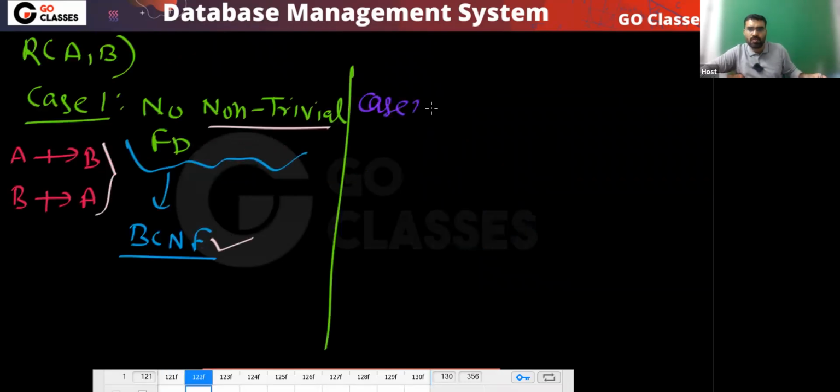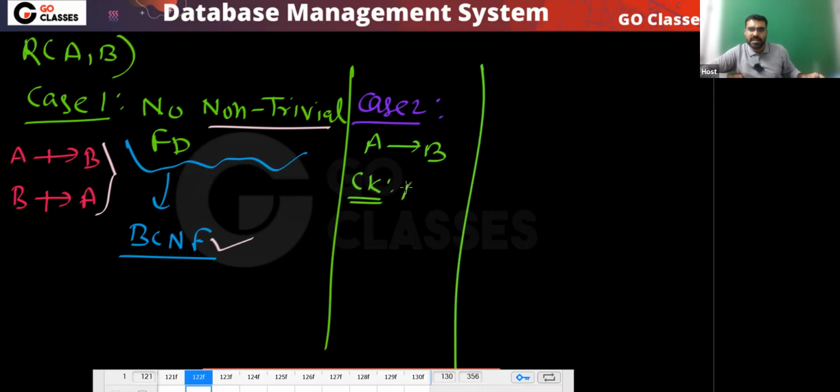What is case 2? Case 2 is that A determines B. This is your FD. Here you can notice your candidate key is A, and this is your only non-trivial FD. So this is in BCNF because this A is a super key.